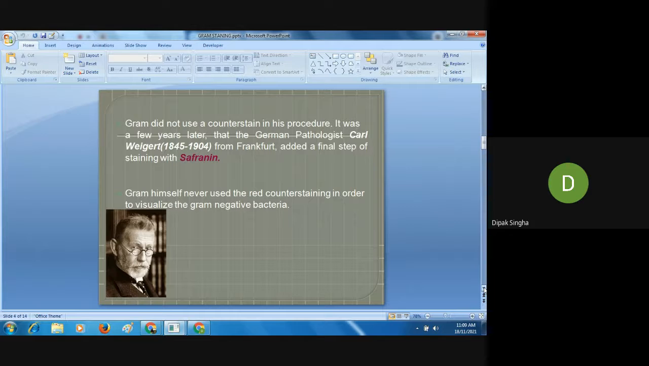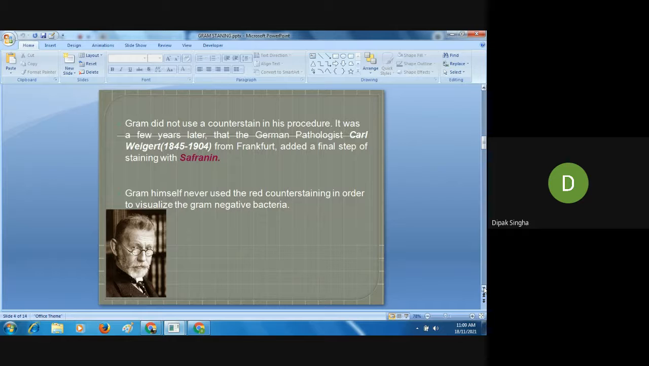Generally, the second step I can discuss later on. The counter stain is a safranin stain, but Christian Gram only used the crystal violet, only for the gram positive. If it is negative, then it is obviously called a gram negative bacteria. That's why I say initially he did not use a counter stain. The counter stain uses safranin for gram negative bacteria.